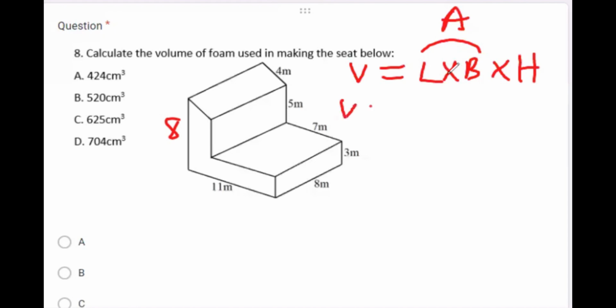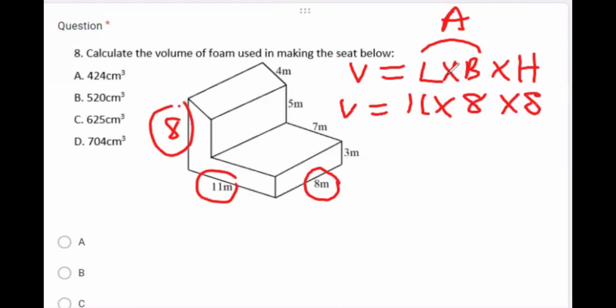So in this case, we have the length as 11, the breadth as 8, and the height we got now is also 8. So that means the volume of the original cuboid before a particular cuboid was carved out of it is 11 times 8 times 8, and that gives 704 centimeter cube.